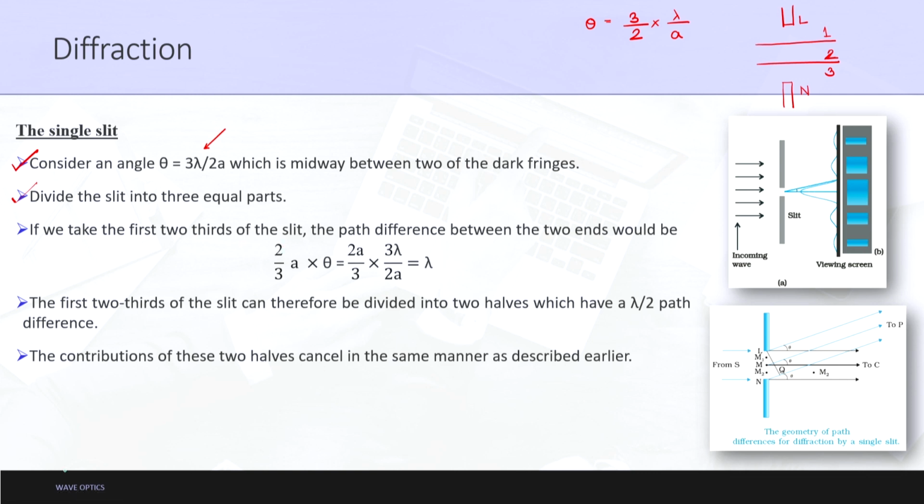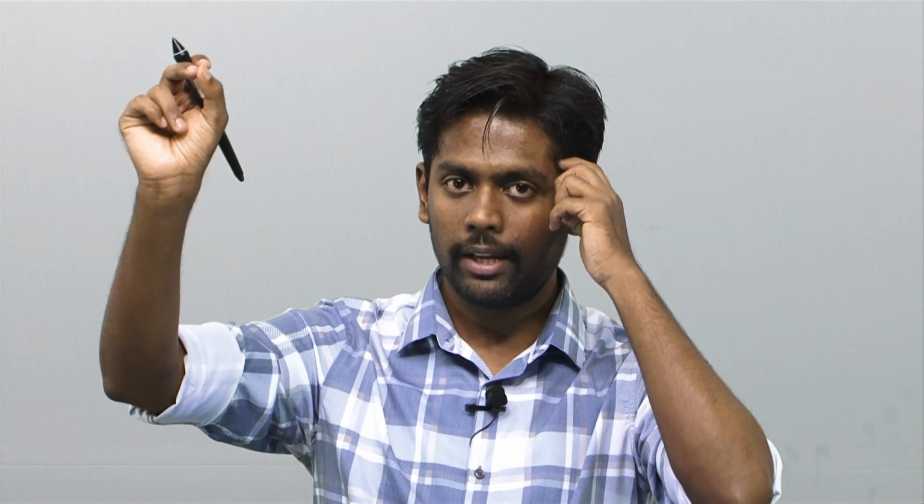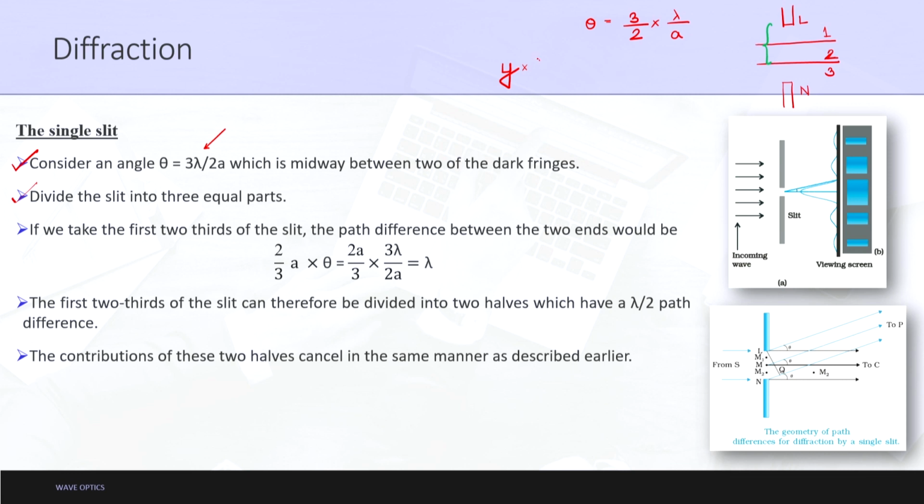Now if we are only capturing this portion here, let us say only this portion for now, what will happen if we take the first 2/3 of the slit? The path difference between the two ends would be, as we understood in the previous concept, if the slit width is y and the angle which it makes at that point P is theta, then the path difference is nothing but y multiplied by theta.